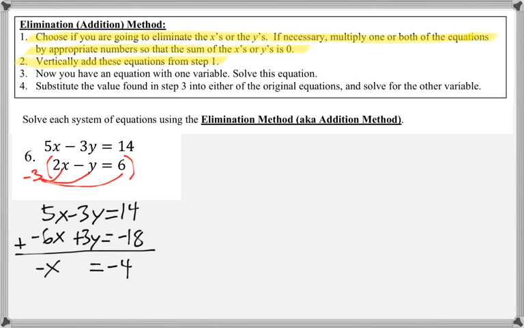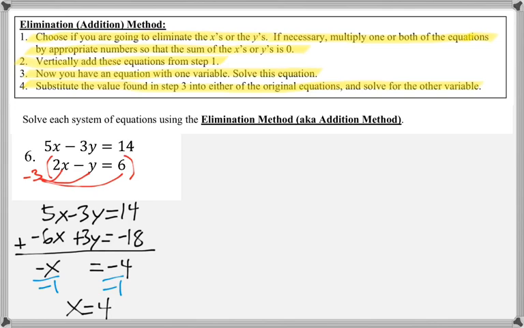So now, step 3, you have an equation with one variable. Solve this equation. So our equation is negative x is equal to negative 4. So I can solve this by dividing both sides by negative 1. And x is equal to positive 4. So then my last step is to substitute the value found in step 3 into either of the original equations and solve for the other variable.